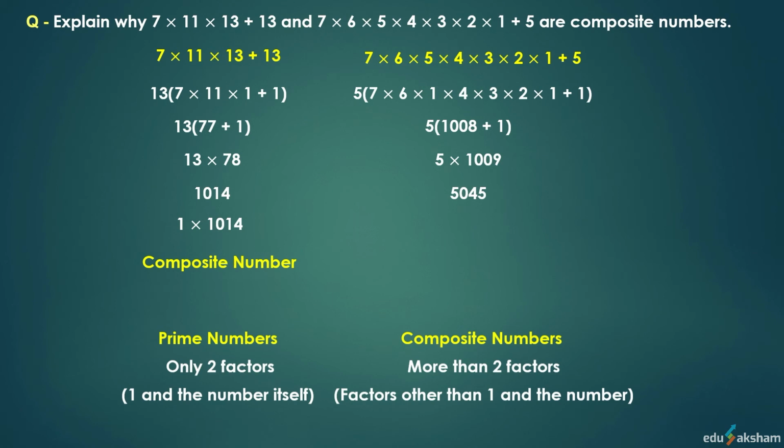We know that 5045 can be represented as 1 × 5045. Again, from here we can see that this number does not only have the factors 1 and the number itself, but also the factors 5 and 1009, which means this number has more than two factors, and hence it is a composite number. Therefore, we have explained why the two numbers given to us are composite numbers.